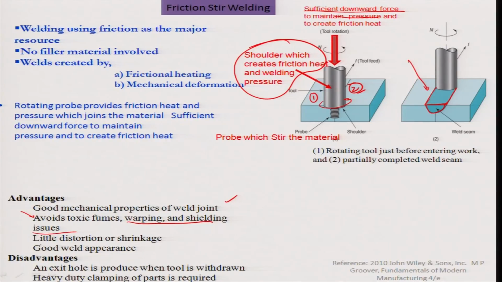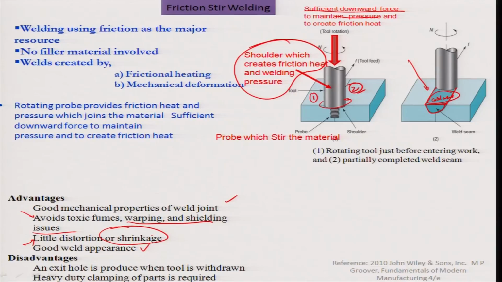Also, there is very little distortion or shrinkage, and there is no heat affected zone, because this is also a sort of cold worked region, you can say, and so there is obviously a parity between the grain sizes of the welded zone and the parent material. So, there is a good weld appearance in general, and therefore this is a very widely used process in many industrial applications and does not need any filler material.